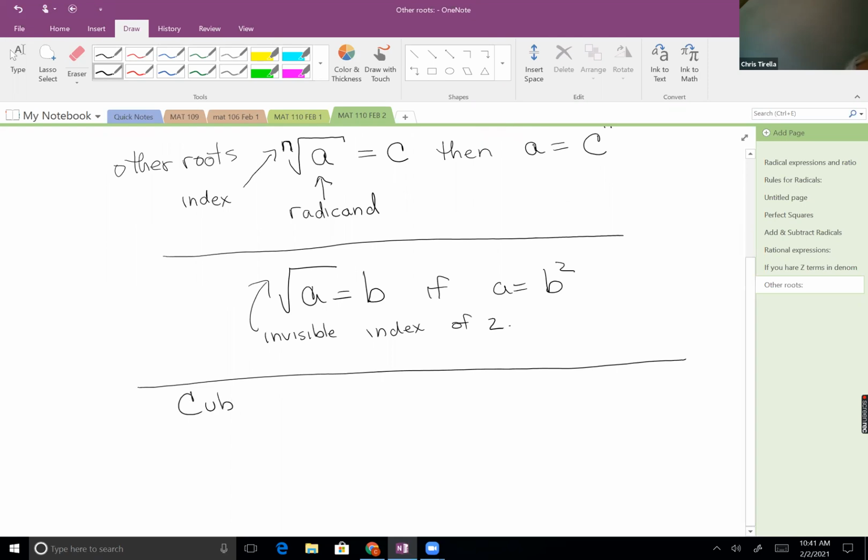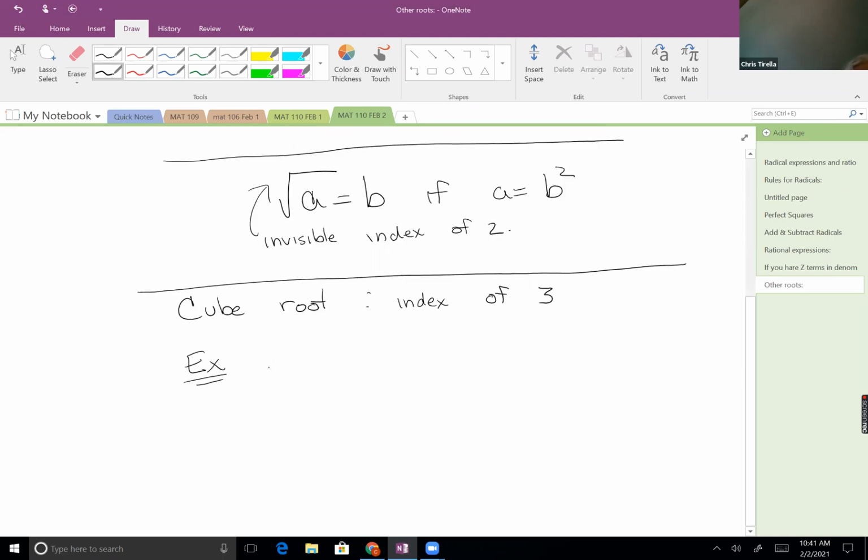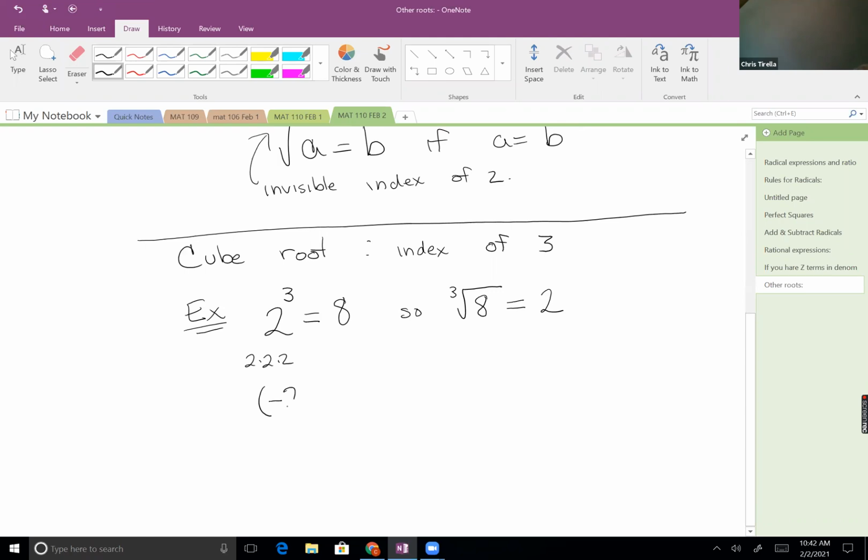One root that you commonly see here is the cube root. And for a cube root, we've got an index of 3. So for example, if I take 2 to the third power, if I cube 2, 2 times 2 times 2 would give me 8. So we'll say that the cube root of 8 is 2. Instead, if I took negative 2 to the third power, well, that would be negative 2 times negative 2 times negative 2. That would give me negative 8. So I can take the cube root of a negative number. The cube root of negative 8 is negative 2.